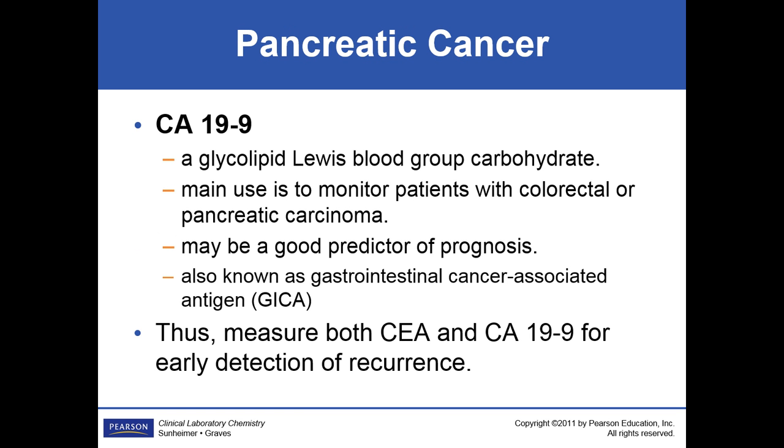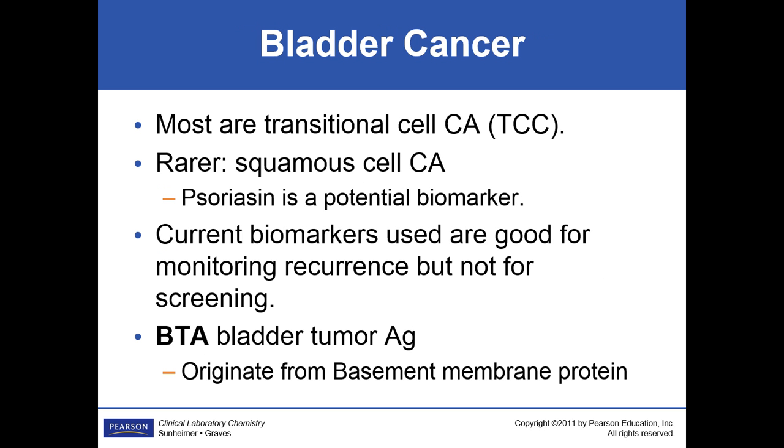Pancreatic cancer utilizes marker CA19-9. It's also more of a prognosis. We're not going to get into a lot of the bladder cancers, but it does seem to be occurring more often than it used to, so I can see that this will probably increase in the near future.